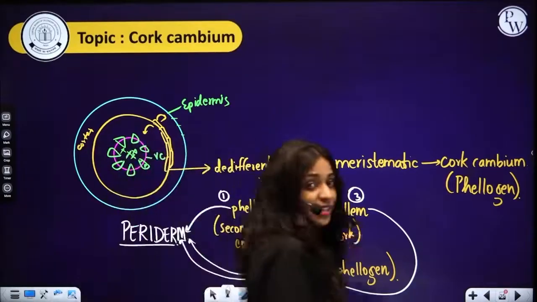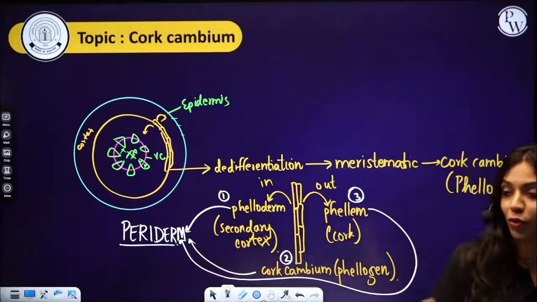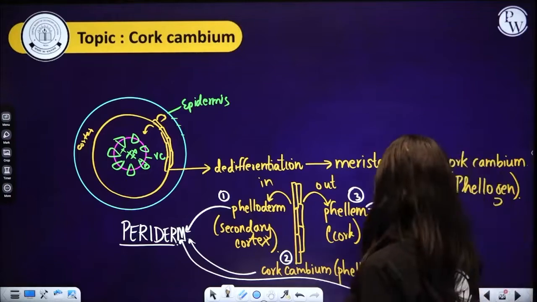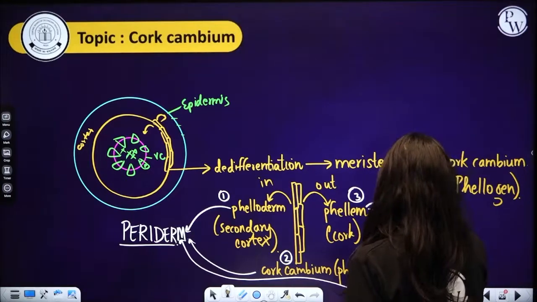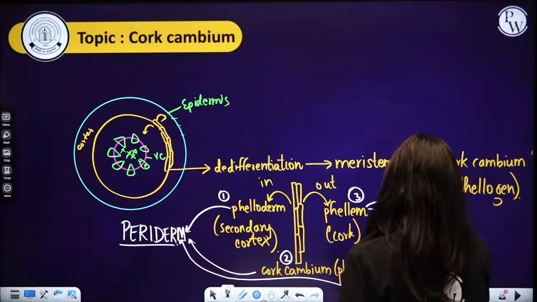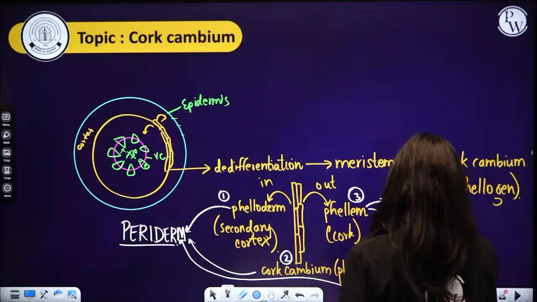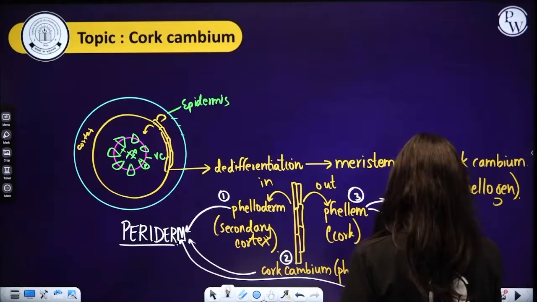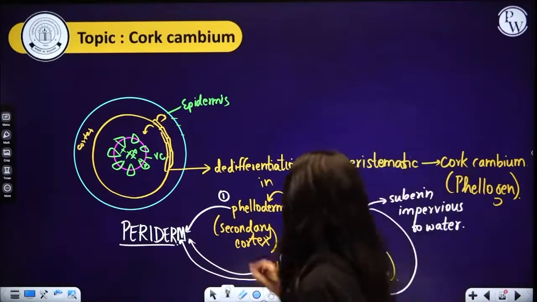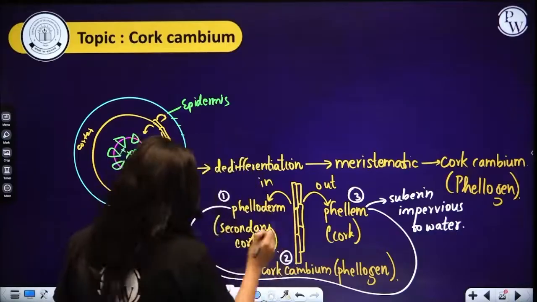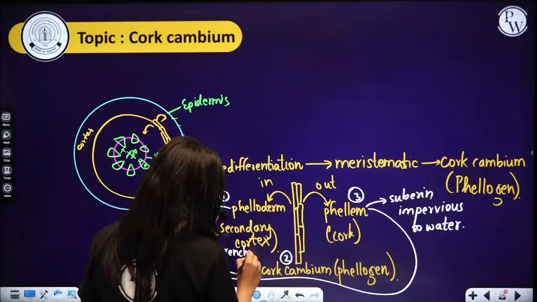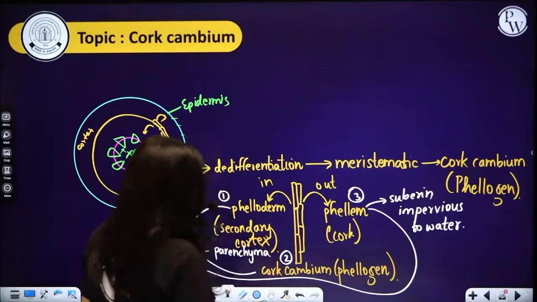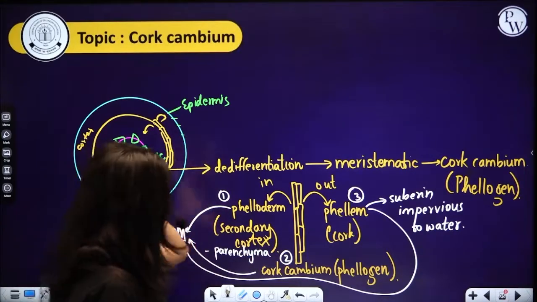Now, these phellem cells or cork cells that are cut off to the outside will have suberin in their walls. They will be impervious to water. It will not allow water to pass through it. Okay, so that is the cork cells. Whatever is produced in the phelloderm, the secondary cortex, these are parenchymatous cells very similar to the general cortex.